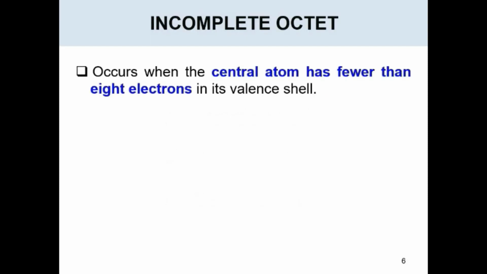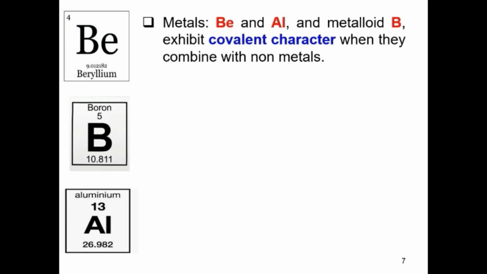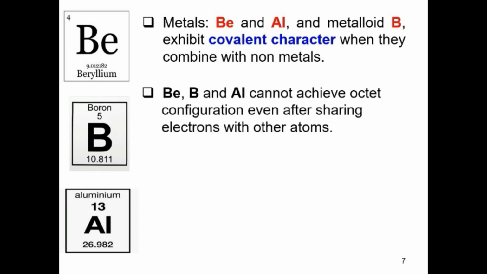Incomplete octet. Incomplete octet occurs when the central atom has fewer than 8 electrons in its valence shell. Elements in group 2 and 13 in period 2 with low metallic properties do not donate but share the electrons. Metals like beryllium and aluminium and metalloid boron exhibit covalent character when they combine with nonmetals. Beryllium, boron, and aluminium cannot achieve octet configuration even after sharing electrons with other atoms.